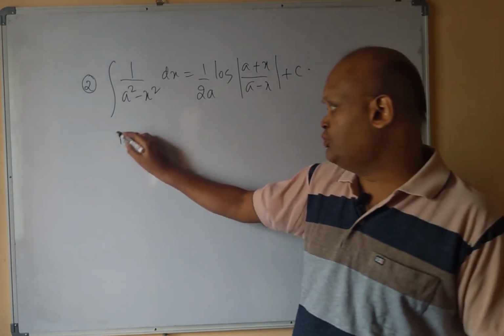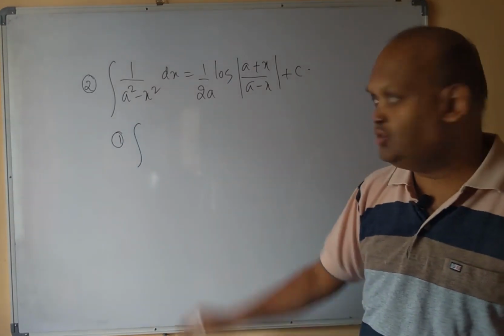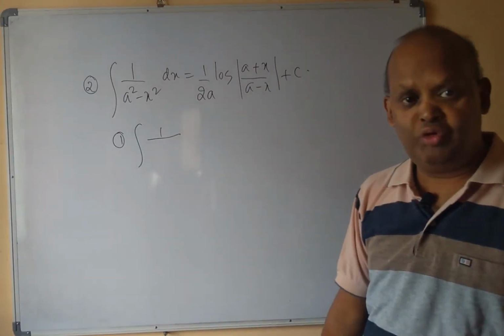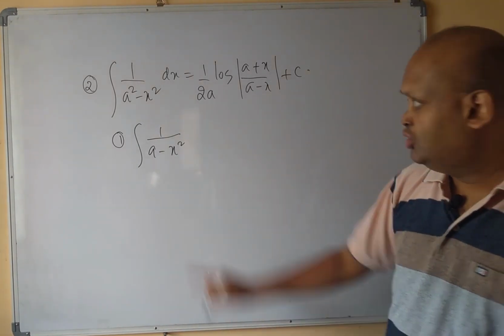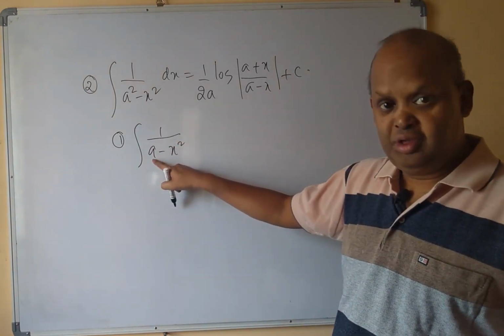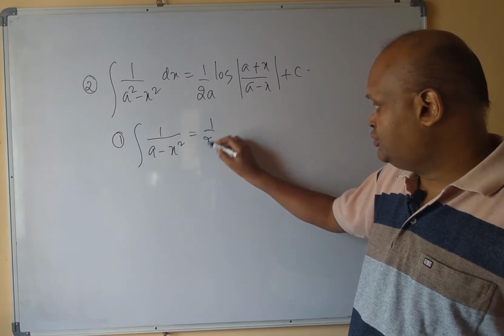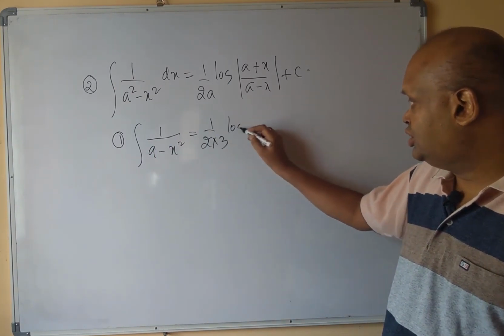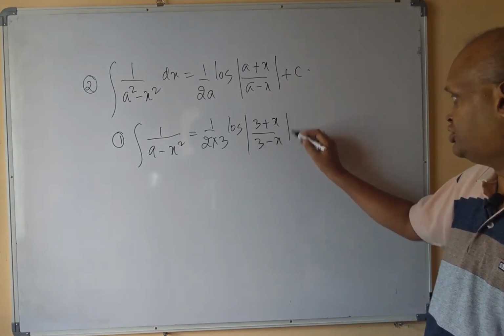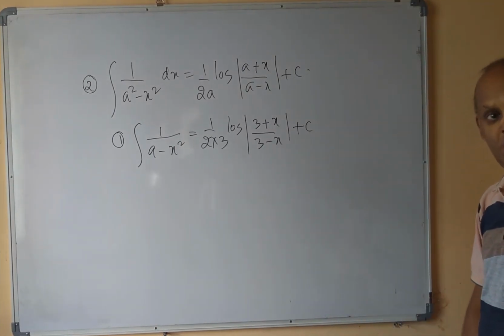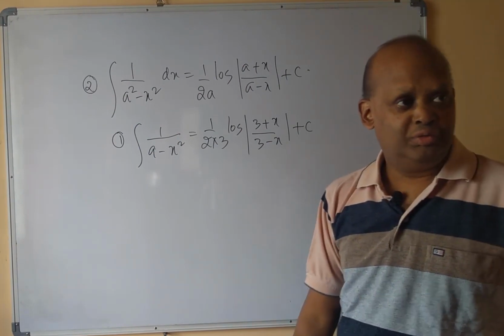A simple problem I am going to discuss here: 1 upon 9 minus x square. Very simple. What is a square here? 9. If a square is 9, then a is 3. So 1 by 2 into 3, log of (3 plus x) upon (3 minus x), plus c.